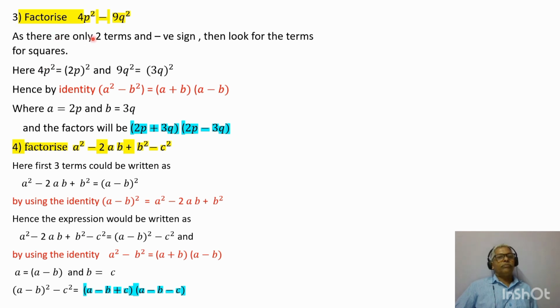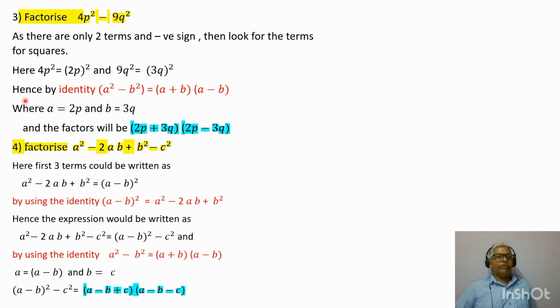The third one on a similar topic: factorize 4p square minus 9q square. See, 4p square and 9q square, it's not a bracket. As there are only two terms and a negative sign, we look for the terms being squares. If this is a perfect square and this is a perfect square, indeed. Therefore 4p square is equal to (2p) the bracket square, and 9q square is equal to (3q) the bracket square.